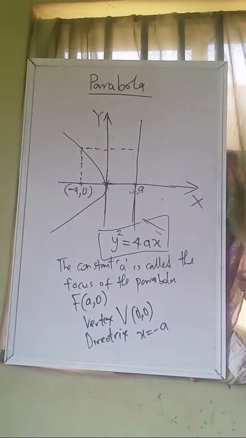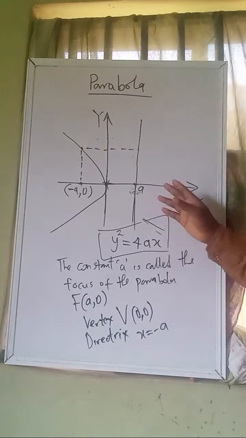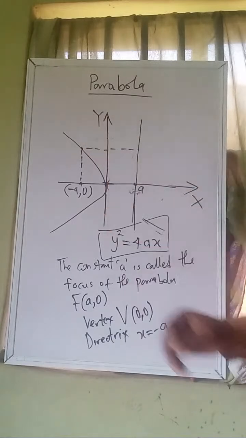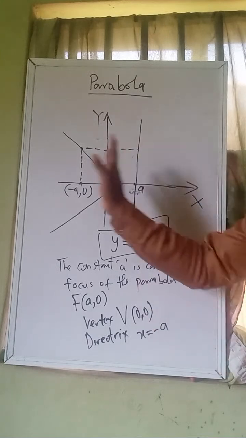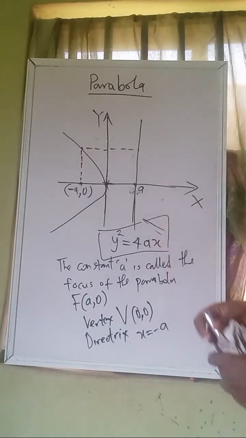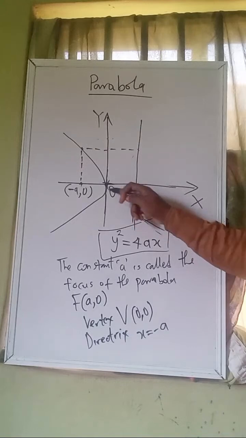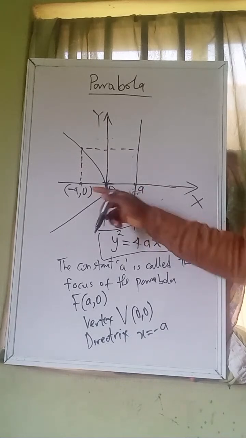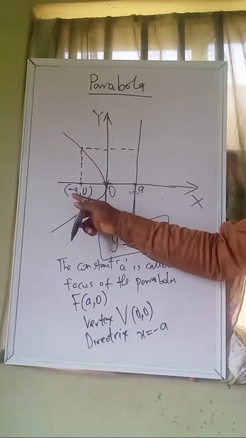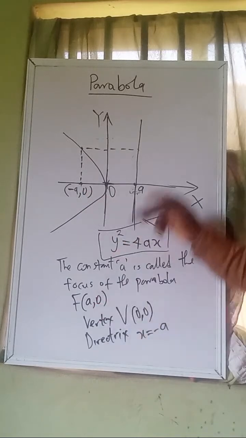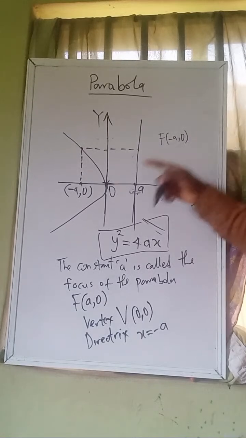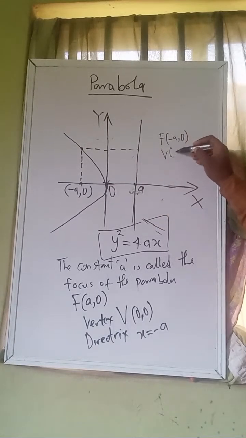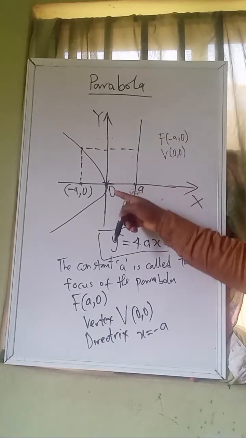So again, you see this is another form of the parabola, the one that is facing towards the side. Accordingly, the origin remains the same, while the focus will now change to f of negative a, 0. For this parabola, the vertex will be 0, 0, since it is at the origin.